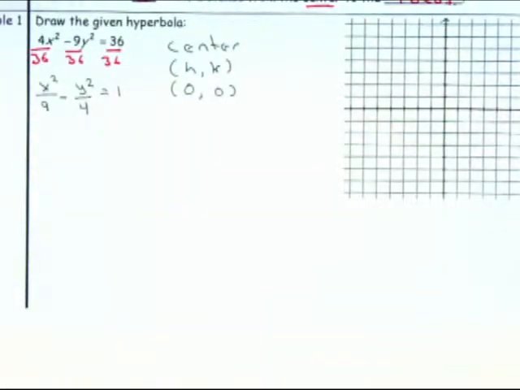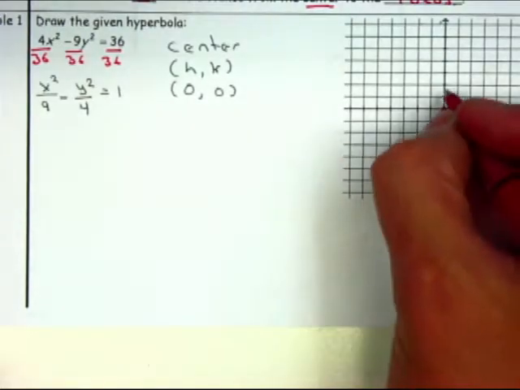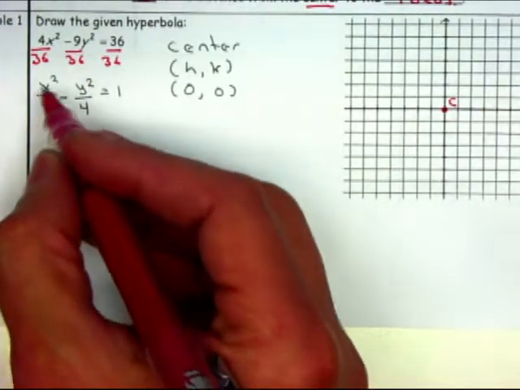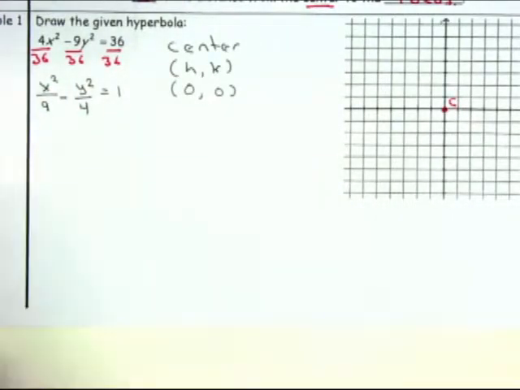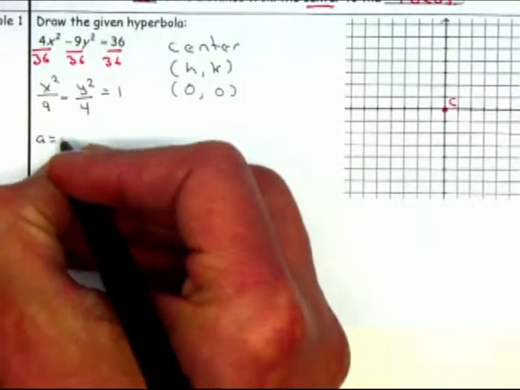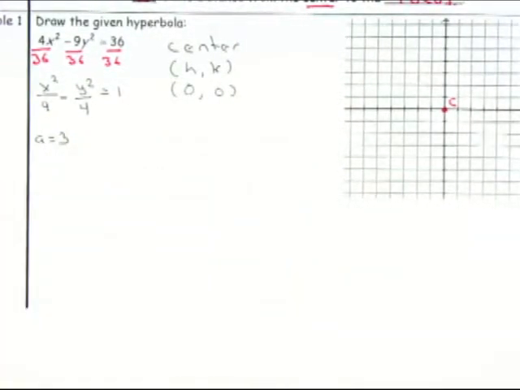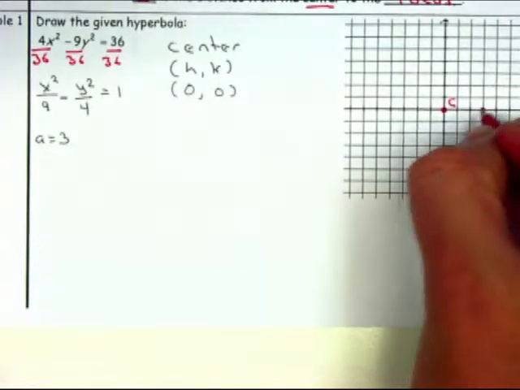Now, we want to be able to graph it. First thing, now that it's in standard form, we want to be able to find the center. The center is found by h and k. And as you guys notice, there's no h and k, so it will be 0, 0. Your center will be at the origin, and this will be your center.